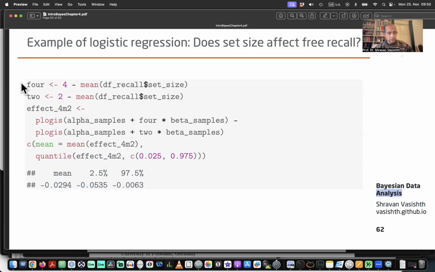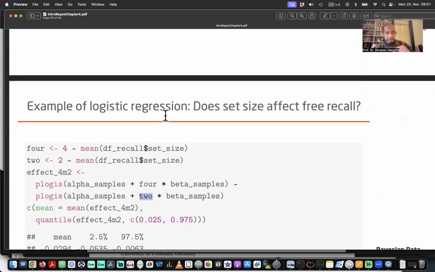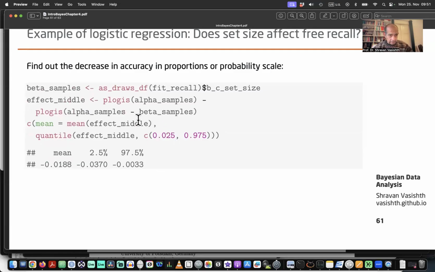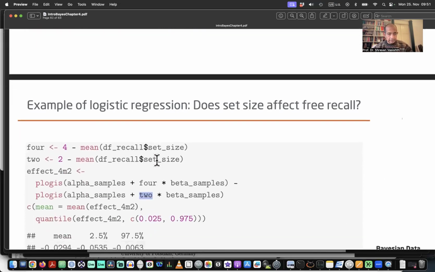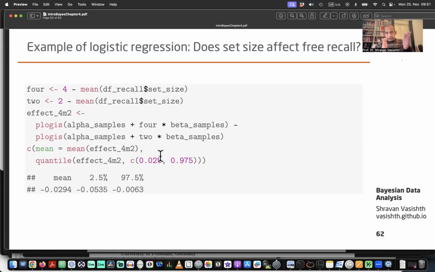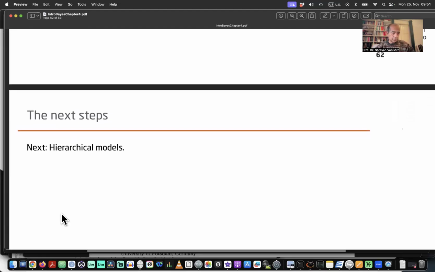So this is the same calculation, but what this 4 and 2 refers to is 4 and 2 centered. So the mean of the set size is taken, and then that is subtracted from 4. Similarly, the mean of the set size is subtracted from 2. So 4 and 2 are referring now to the centered set size, and these 4 and 2 then are plugged into the equation, just as I plugged in minus 1 here, right? I'm plugging in different adjacent values of set size, but centered set size now. So I get the reduction in accuracy when I go from 2 to 4, right? That's what this is all about.